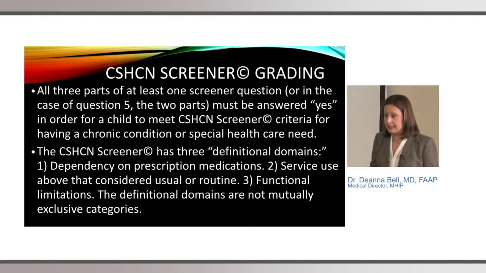So we talked about the grading. Basically, if mom says yes to number 1, A, B, and C, then that child meets the criteria, and you need to strongly consider them for your chronic disease registry.